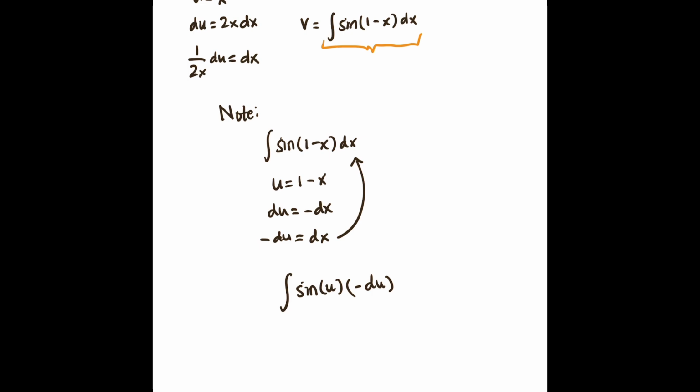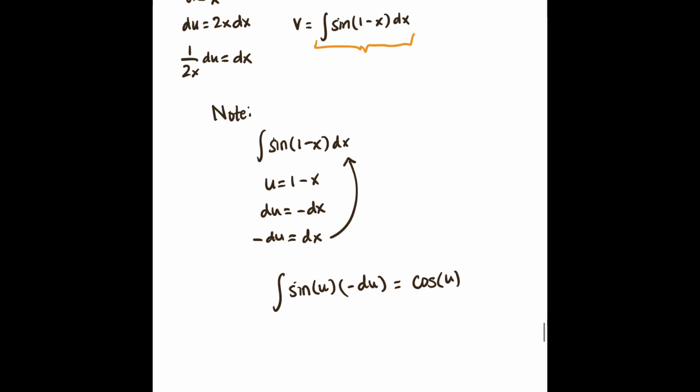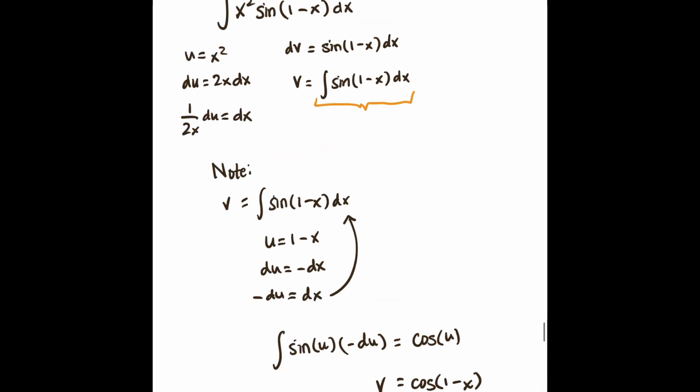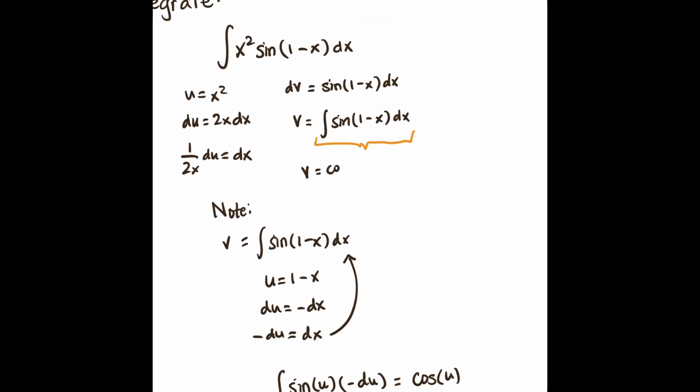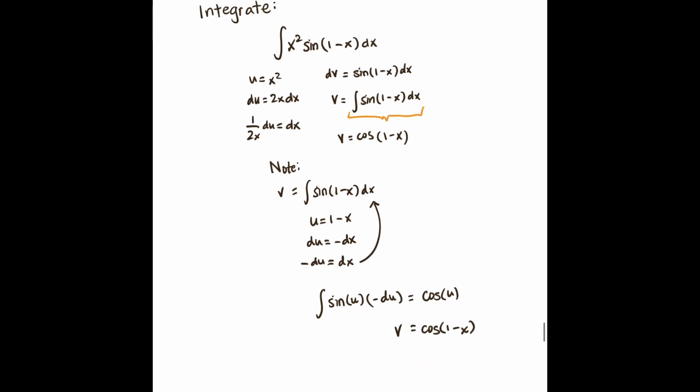Now the derivative of sine is cosine, so the integral of sine is going to be negative cosine. So the negatives go away and we're just left with cosine of u. Now we just have to plug in u again. And this was v. So v equals cosine of 1 minus x. Now we have to use the formula for integration by parts, which is uv minus the integral of v du.